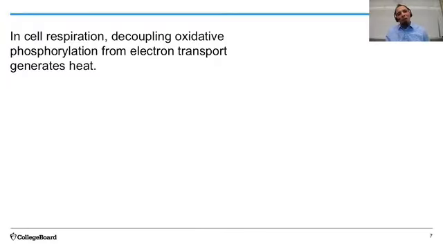And so in cell respiration, decoupling, right? So we have a coupled reaction. Now we're going to separate the reactions. So the decoupling of oxidative phosphorylation from the electron transport chain generates heat. And so energy is stored in proton gradients. And so that's where the energy is stored.